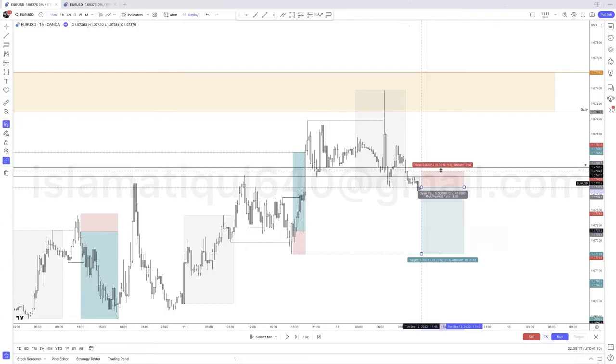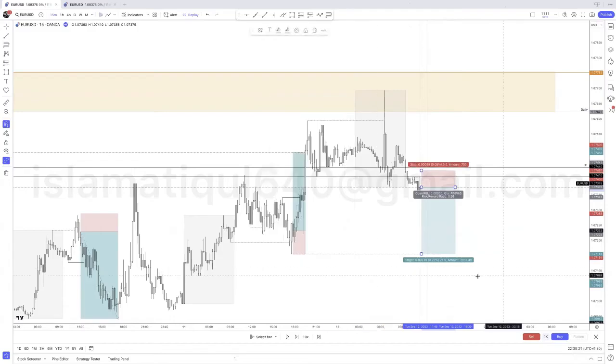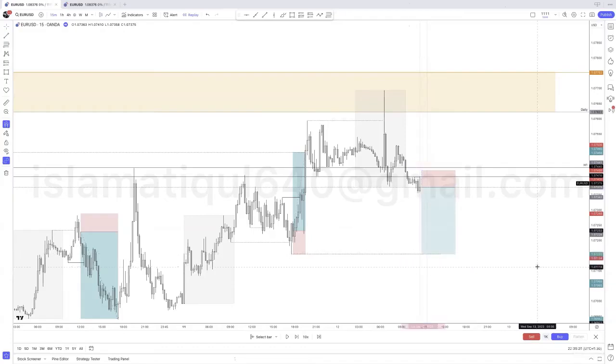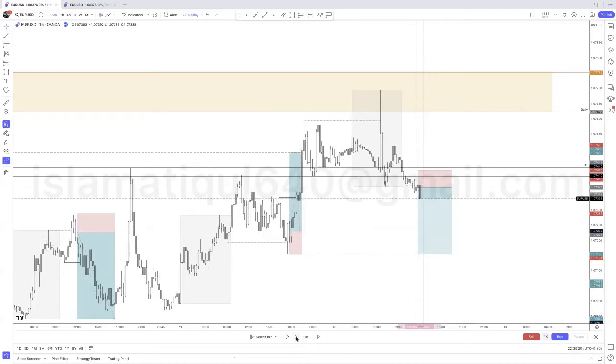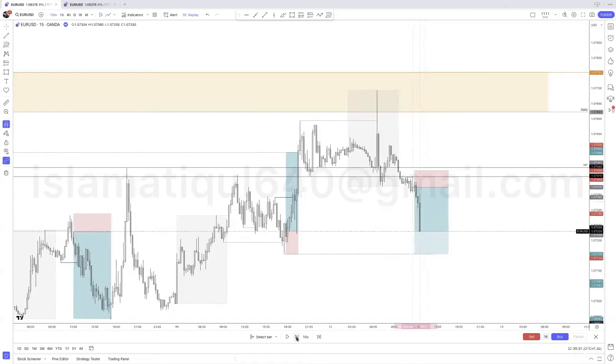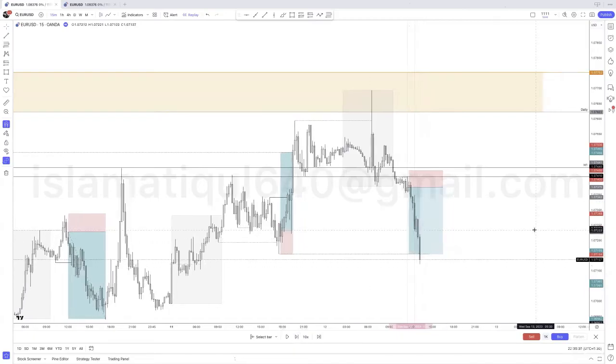I will have a 5 pip stop loss so I can get a 1:4. Yeah, 5.5 pips. That's it. I'll get a 1:4. So let's see what they're going to do. Okay, good. There it comes. Yeah, there it is, done.